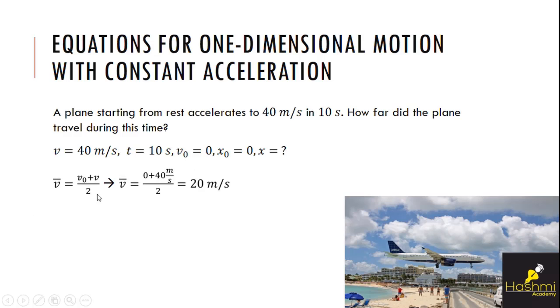First of all, you have to calculate the average velocity. Average velocity would look like 0 plus 40 divided by 2. So this would result in 20 meter per second. You just have to put the value of average velocity over here and time over there, so you would get the final distance. So 20 meter per second times 10 seconds plus your initial distance, which is 0. So your final distance would be 200 meters. So the plane is going to travel 200 meters during the 10 seconds.